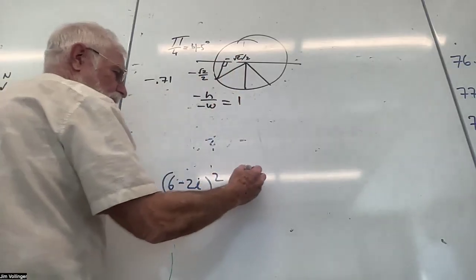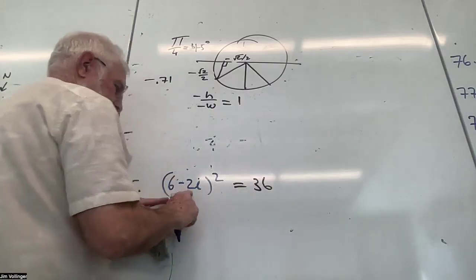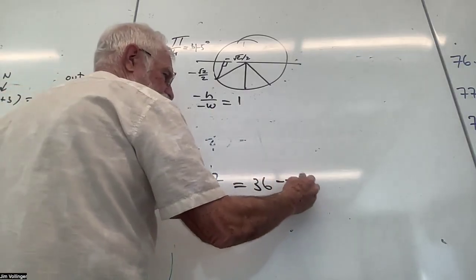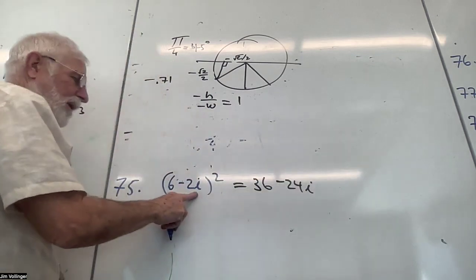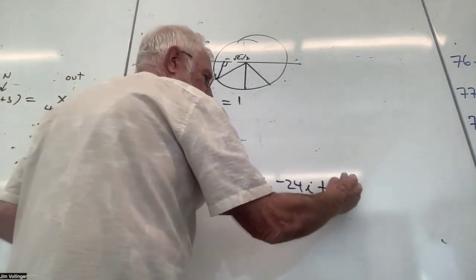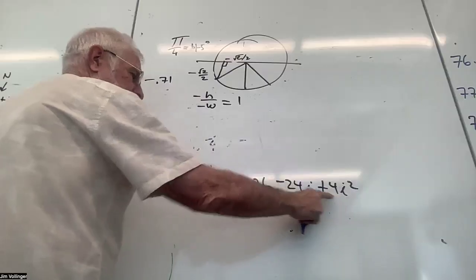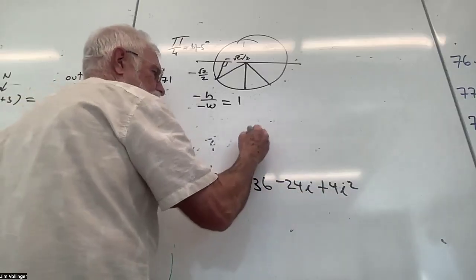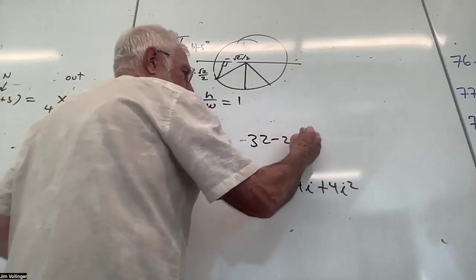And so height divided by width, sine of the function divided by the cosine, 1. 6 minus 2i squared is 36. -12 doubled, -24i. Squaring -2i squared plus 4i squared. That's -4, 36 minus 4, 32, -24i.